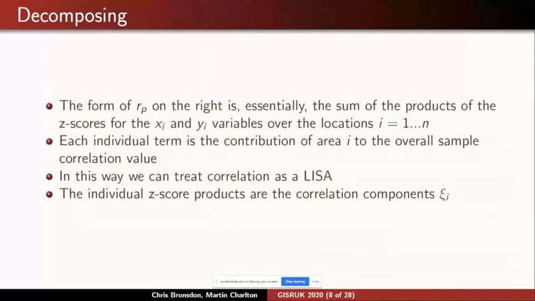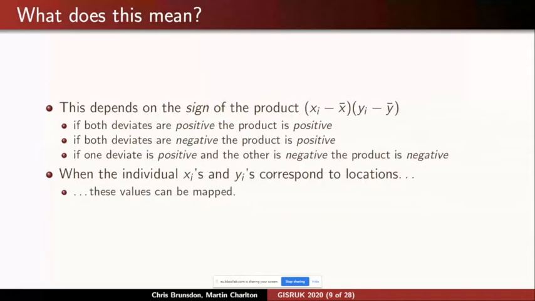So rather interestingly, we can actually treat correlation as a local statistic, and the individual z-score products we'll call the correlation components, and I think that letter is xi. Okay then, so where does this take us? What does it mean? It gets a bit complicated here because we're actually dealing with variation in two variables.